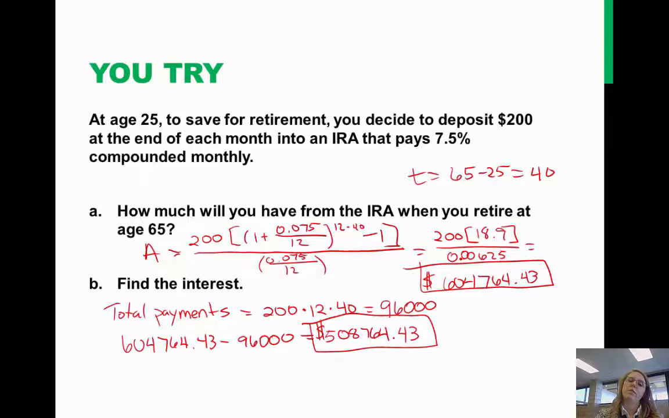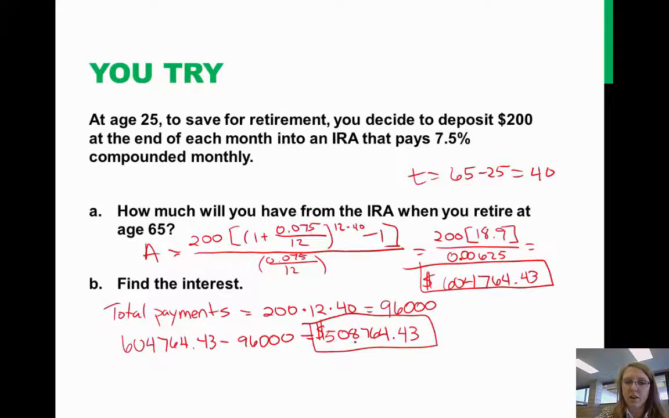Okay, so on this one, if you put it all into your calculator, after you've set it up correctly, you would get $604,764.43. And when you want to find the interest, you got to first find the total amount of payments. You made $200 payments 12 times a year, 40 years. So that'd be $96,000. And then you would subtract that $96,000 from the amount that's in your account at the end of that 40 years.